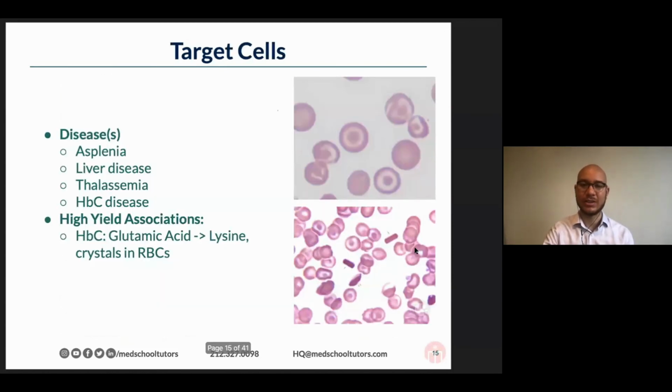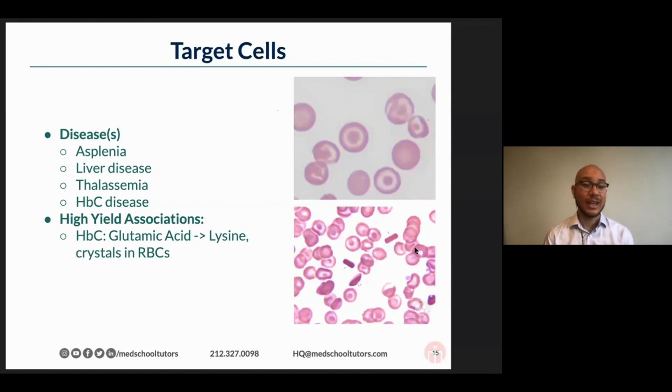Lots of correct answers in the chat. There's a broader differential here. The chat nailed the most commonly tested one, which is thalassemia. But remember that liver disease, as someone just put in the chat, and asplenia as well, you can see target cells, as well as hemoglobin C disease, which someone put in the chat, really digging into those zebras, deep knowledge base there, which is wonderful.